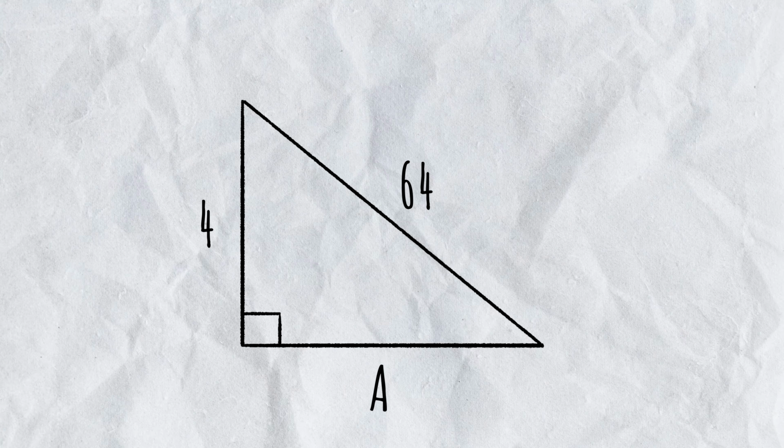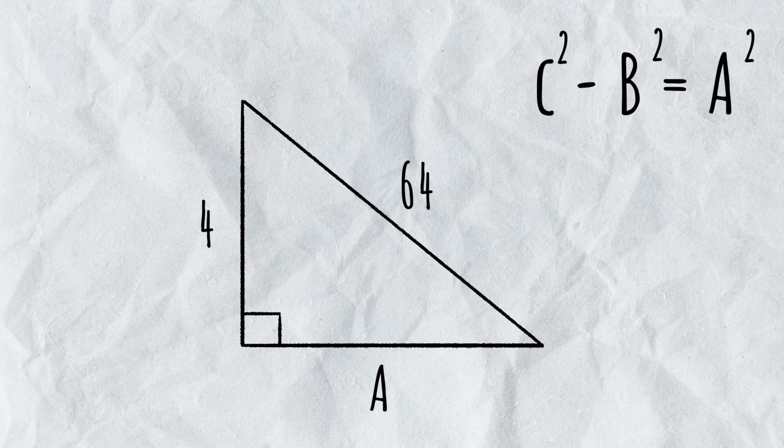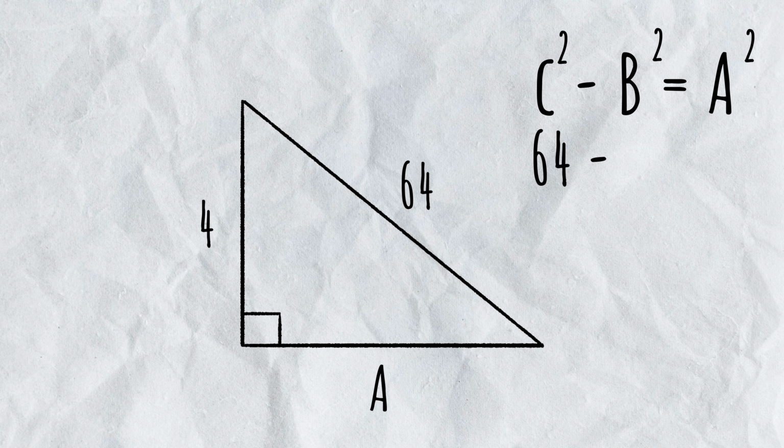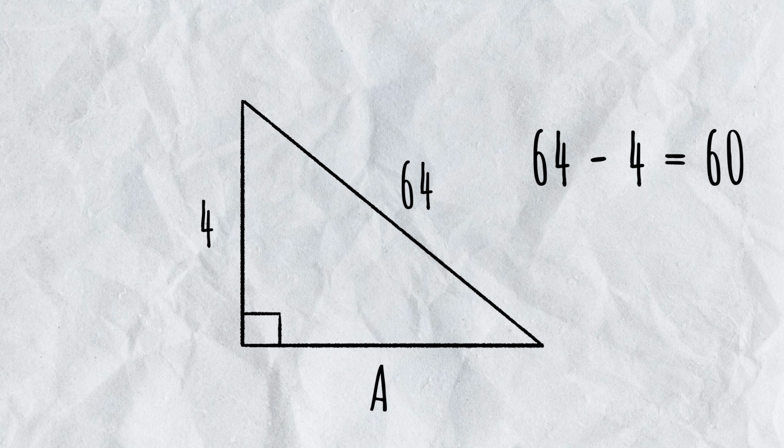Now for this next bit, we simply just need to take the 2 numbers away, as we're doing c squared, take away b squared. So we're going to do 64, take away 4, which is 60. So just like the formula for the long side, we also have to square root this number.